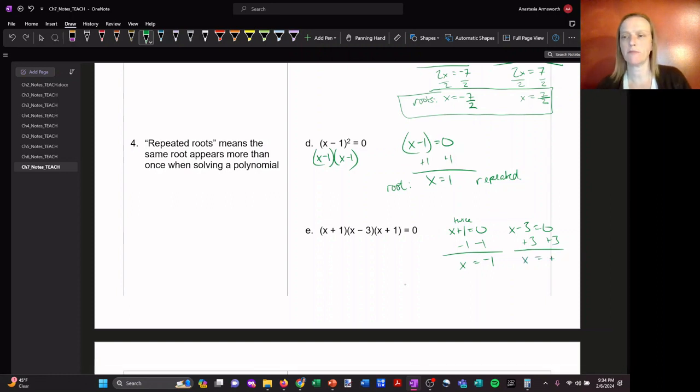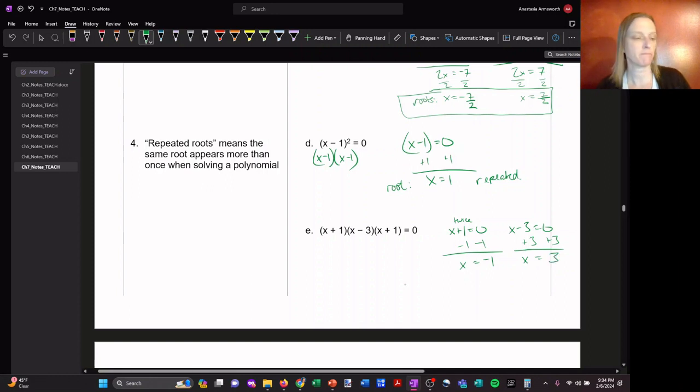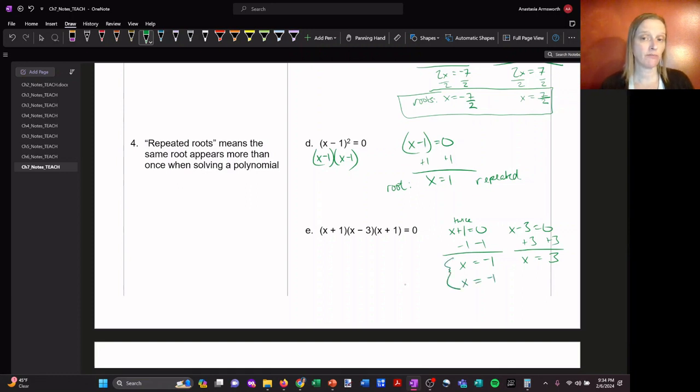Adding 3 to both sides of the equation gives us x equals positive 3. I don't need the positive thing. Okay, so those are our roots, but x equals negative 1 is a repeated root here. Okay, but those are our roots.